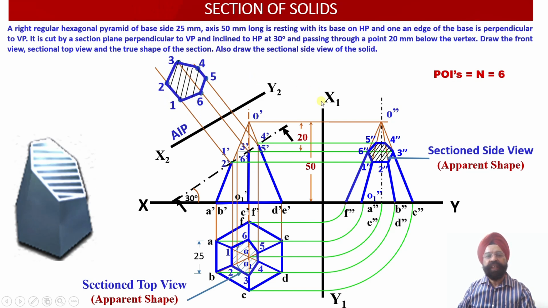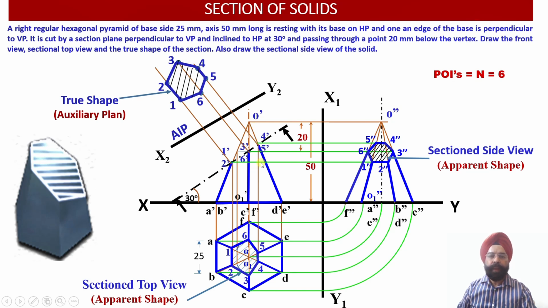We'll do the hatching, and once we do the hatching over here, next we are going to get the true shape of the cut section over here. So the true shape of the cut section has been obtained. Why? Because our auxiliary inclined plane happened to be parallel to the cut section, or the cutting plane. So since the cut section was parallel to the AIP, we have been able to obtain the true shape in the auxiliary plan, which has been obtained on the AIP.